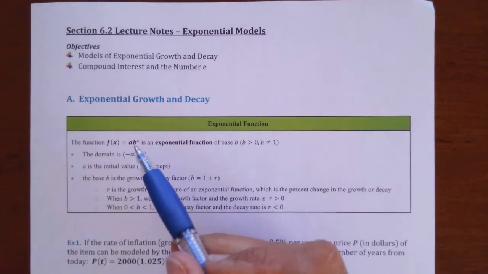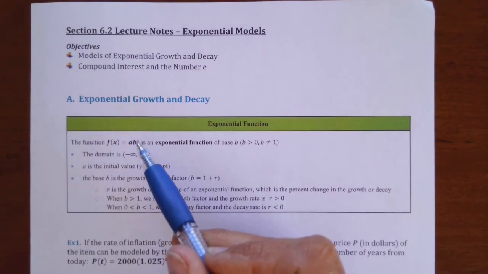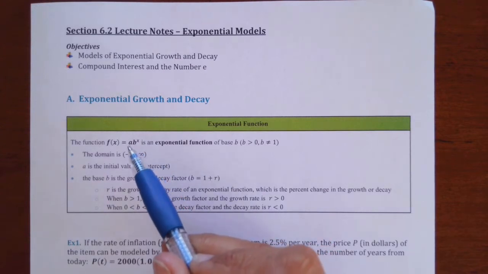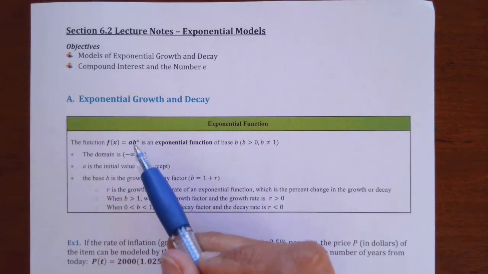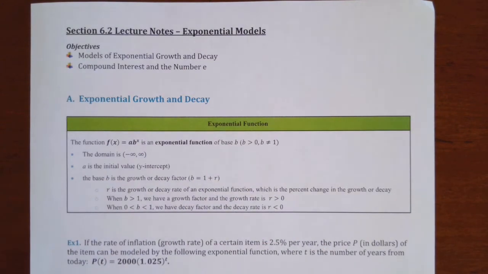All right, so always b is going to be greater than 0. That's the number raised to the power, and it can't be 1. Okay, a can be whatever it wants to be, but b has to be greater than 0, and it cannot be 1. So we've already talked about the domain for every exponential function is all real numbers. So that's always true. a is what we call the initial value, which is going to be the y-intercept. Okay, that's always your initial value.